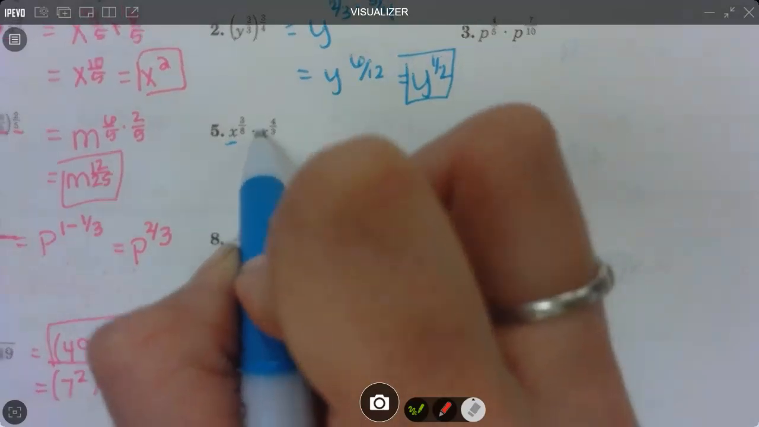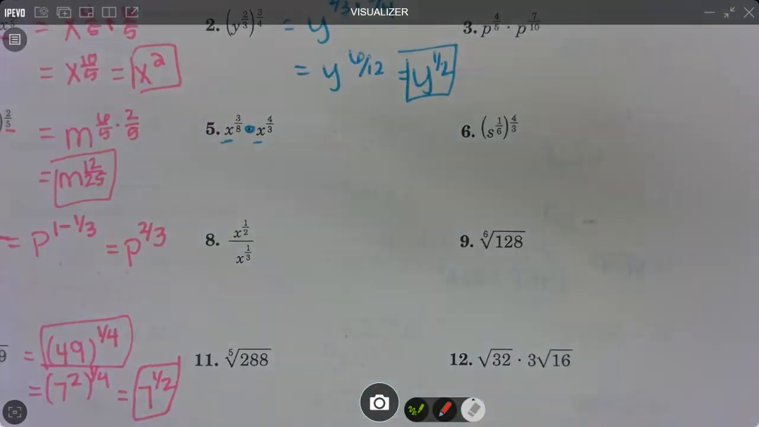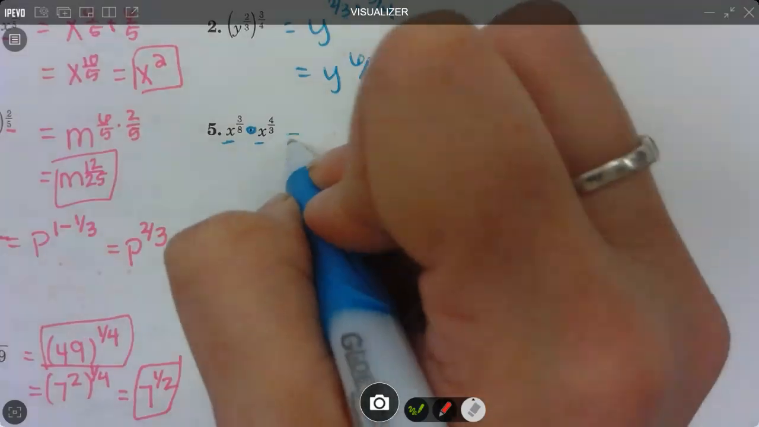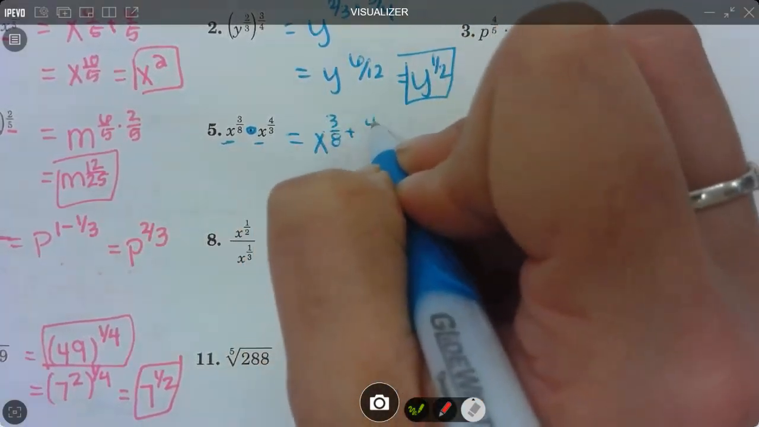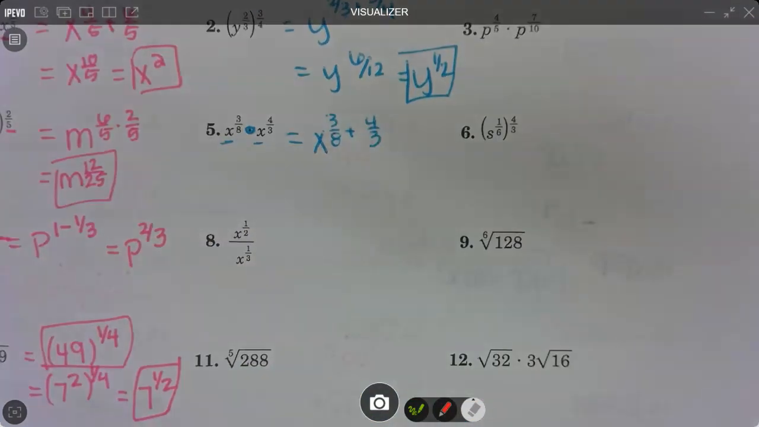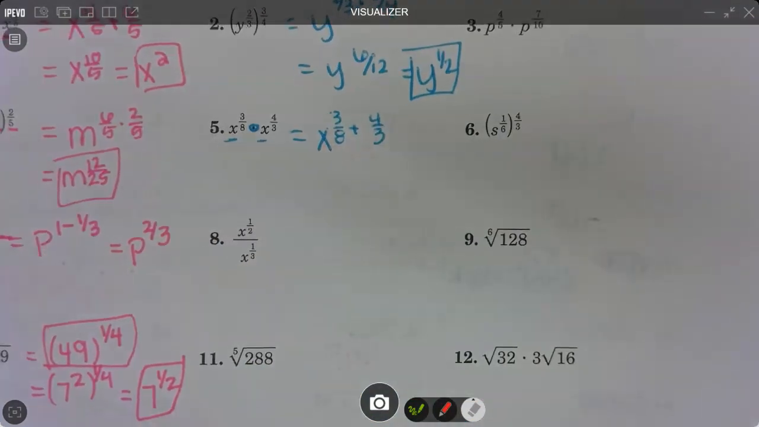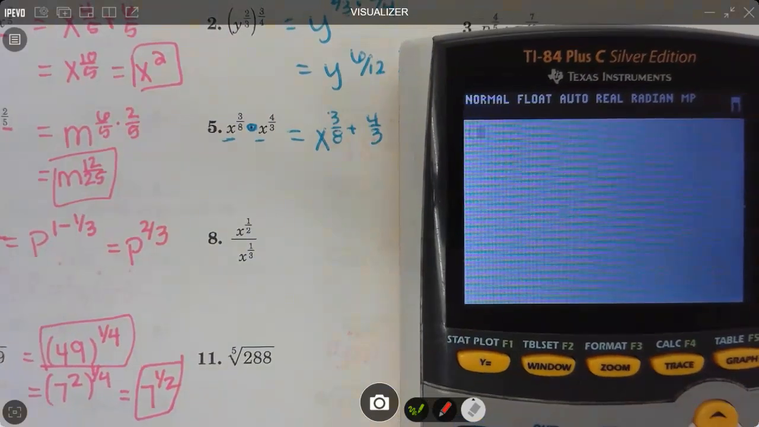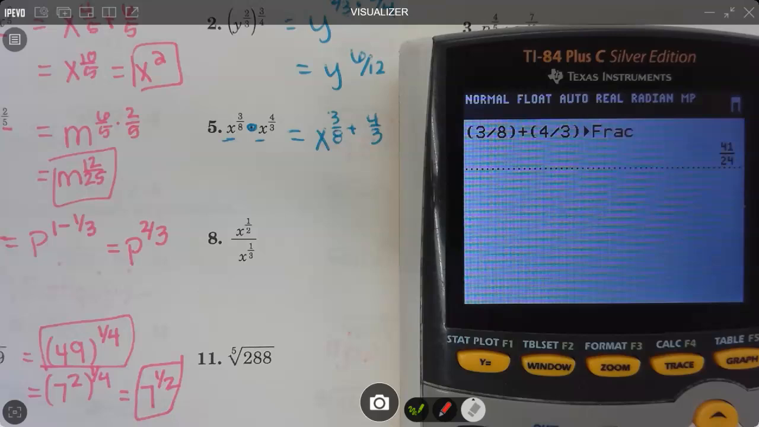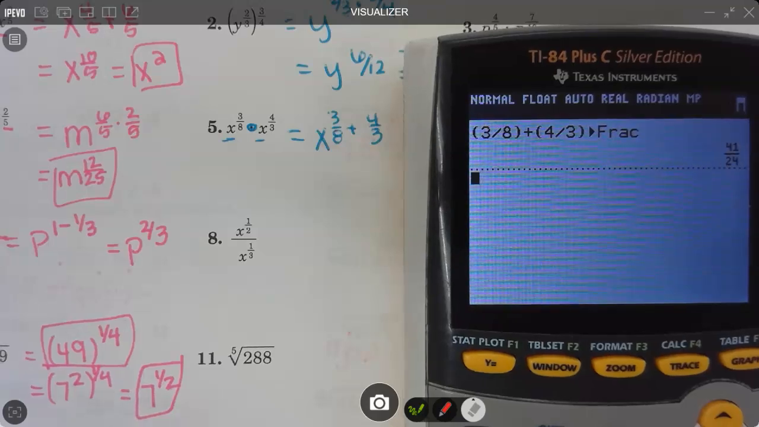If you have the same variable and they're multiplying, then the rule is to add the exponents. So you would add 3/8 and 4/3. Since they're not common denominators, you would use your calculator, parentheses 3/8 plus parentheses 4/3. Math, enter, and you'd get 41 over 24.